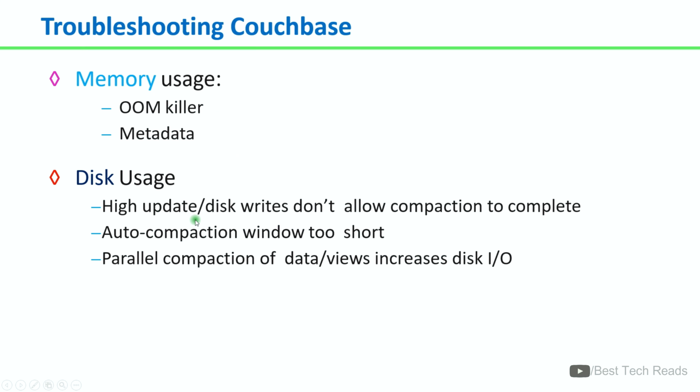Troubleshooting disk usage: high updates or disk writes don't allow compaction to complete. Maybe the auto compaction window is too short. Parallel compaction of data or views increases disk I/O.